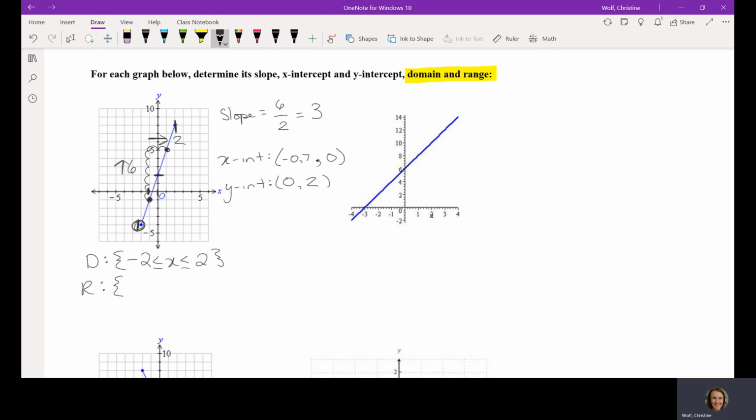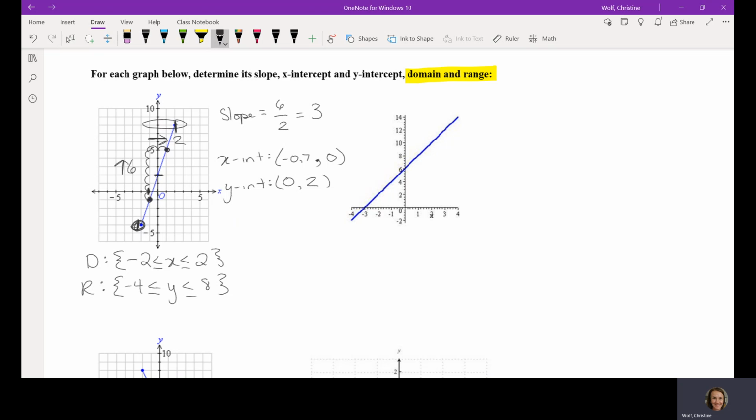Range, now it's how high, how low. So my lowest point is right here as well, and that's at a point of negative 4 on the y-axis. And then how high it goes is way up here, and that's at a value of 8 on the y-axis. Your Pac-Mans always go in this direction, and they each have a line underneath. So there you go. We just found 5 pieces of information about one graph.